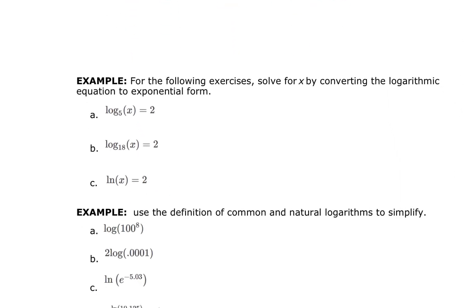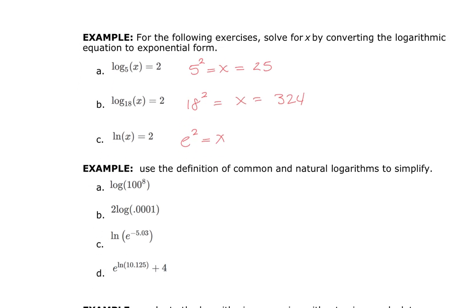And then for these, I want to solve by converting into exponential form. So what would the x be? Well, this is 5 squared is equal to x. That means x must be 25. 18 to the 2 must be equal to x. That's not one I can do in my head, so I'm going to have to do 18 squared, which is 324. And then e to the 2 is equal to x, and I can just leave it like that.